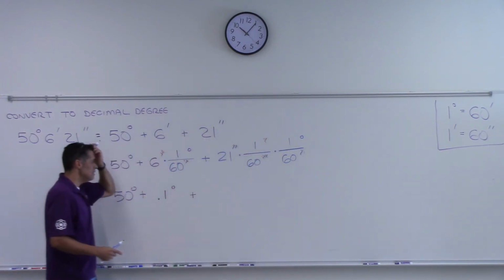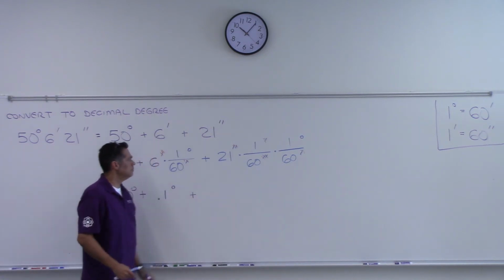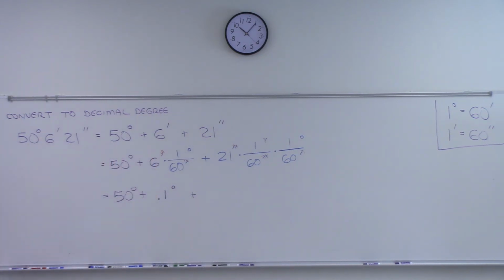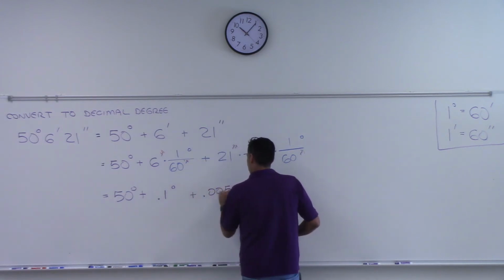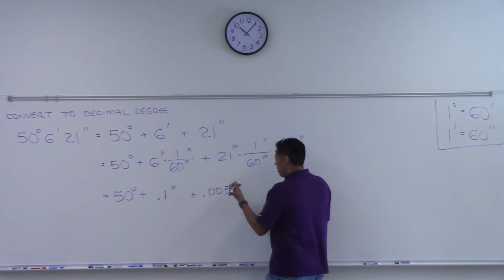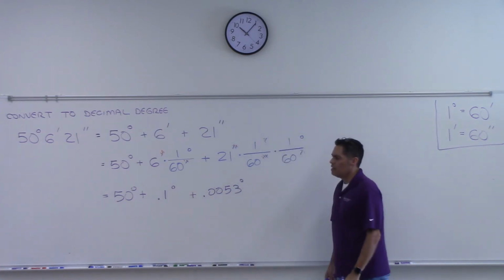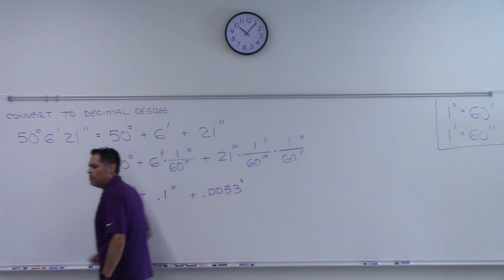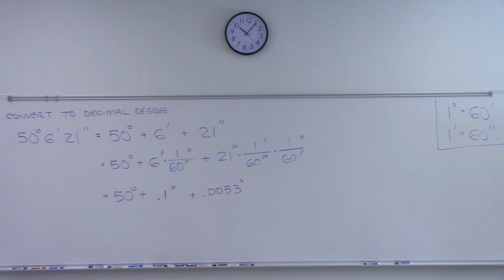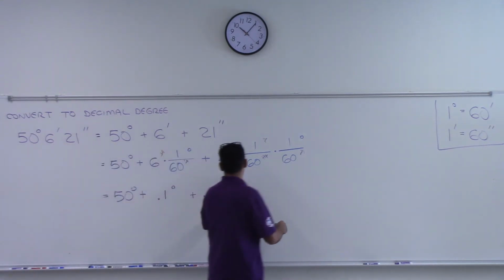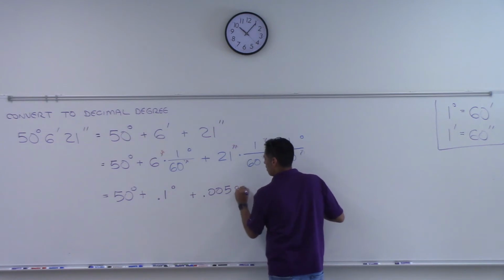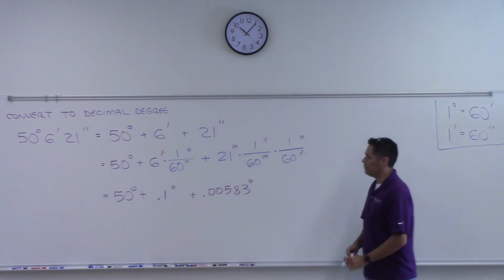Someone do that for me? 21 divided by 3,600? 0.0583, and then the 3 repeats forever. The 3 repeats? Okay, so we'll just leave it like that then. Most of the time they'll tell you in the problem to round to a certain number of decimals. Here, it says 4 decimal places, so we'll just stop there. 0.0583, I'm sorry, I didn't hear you say 8. Thank you. 0.0583 degrees, all right?